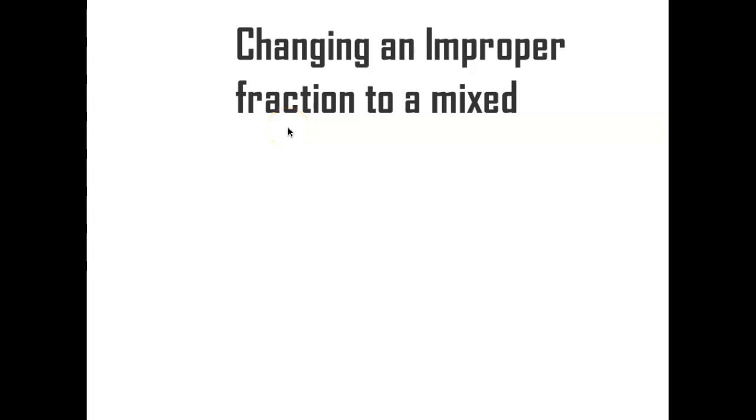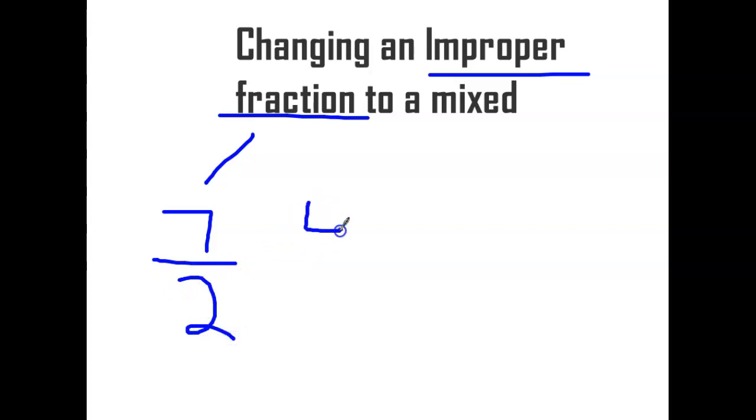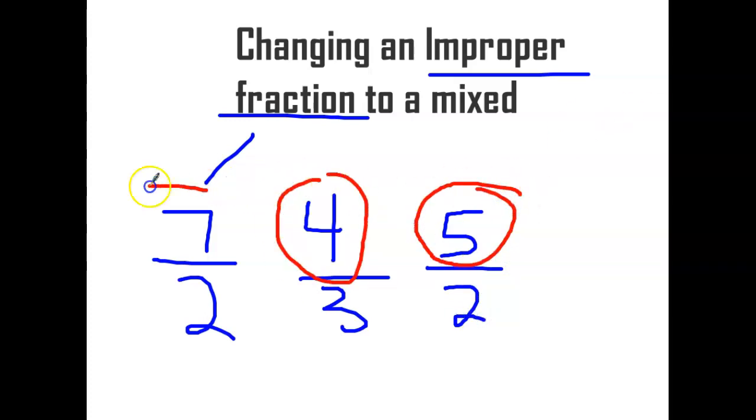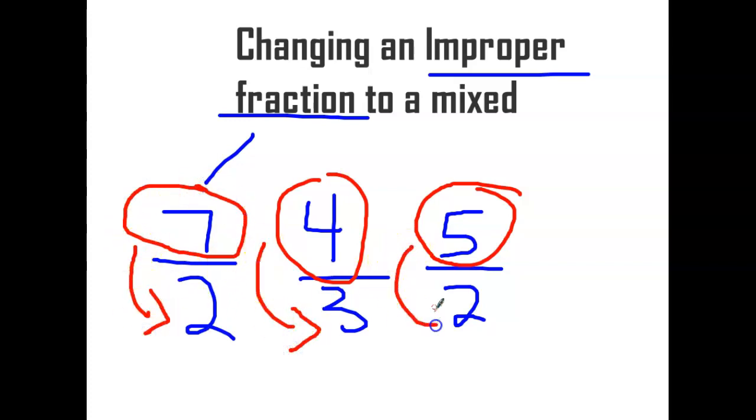Hi you guys, so today we're going to work on changing an improper fraction to a mixed number. So remember, an improper fraction is any type of fraction where the numerator is greater than the denominator, right? So all of these are improper fractions because my numerator is bigger than my denominator. That's how you know that these are called improper fractions.